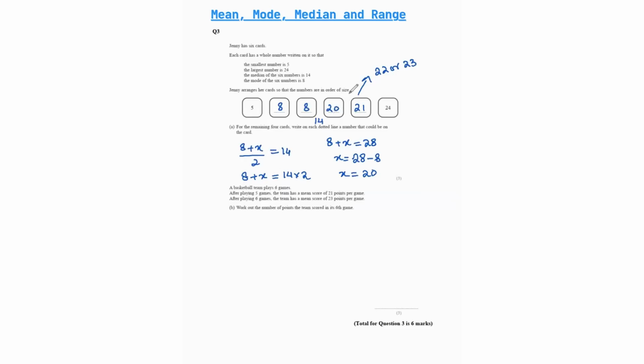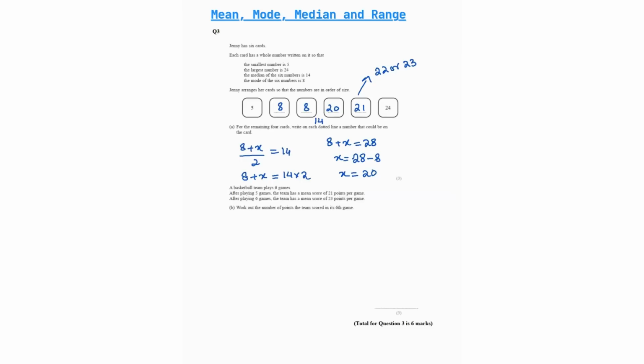So this is 20. And the last card between 20 and 24, it can be any number as long as it's between 20 and 24. So it can be 21, can be 22, or 23. It cannot be 20 because we said that the mode is 8. So 20 cannot be repeated. And similarly, it cannot be 24 because mode is 8. So we have to stick to a number that's between 20 and 24.